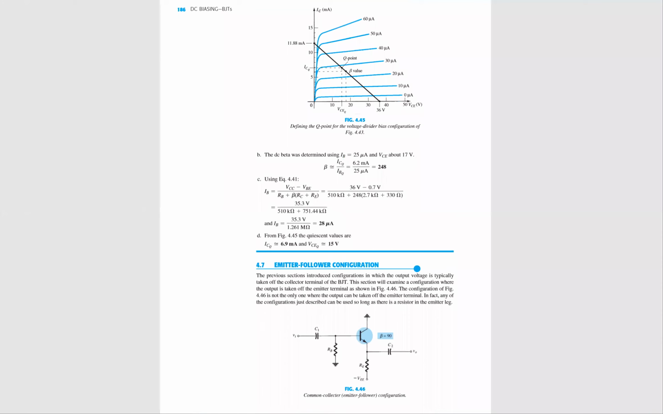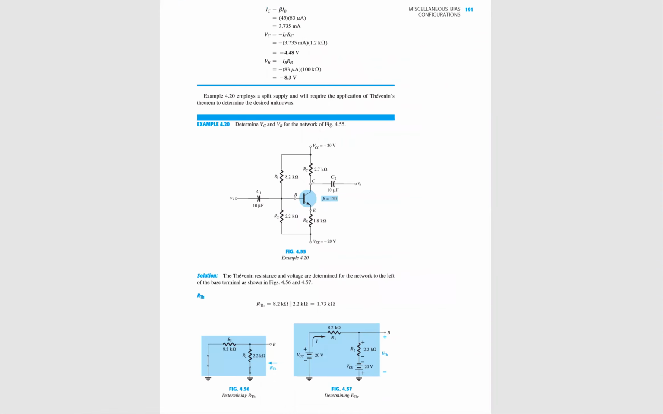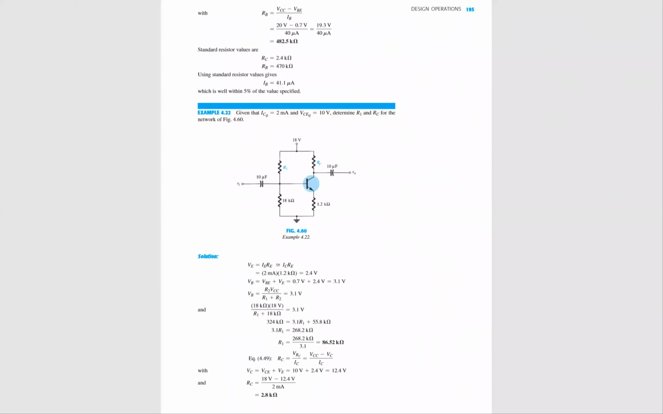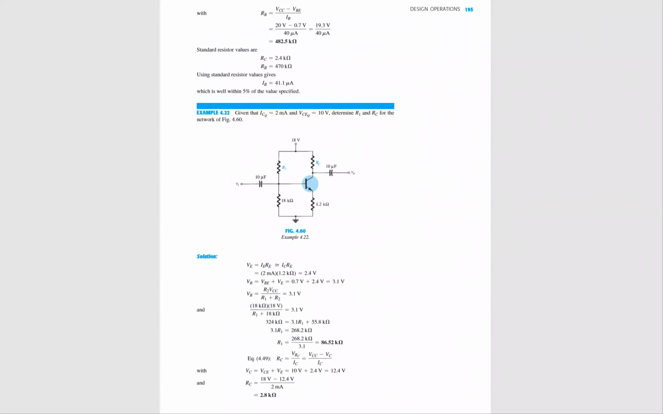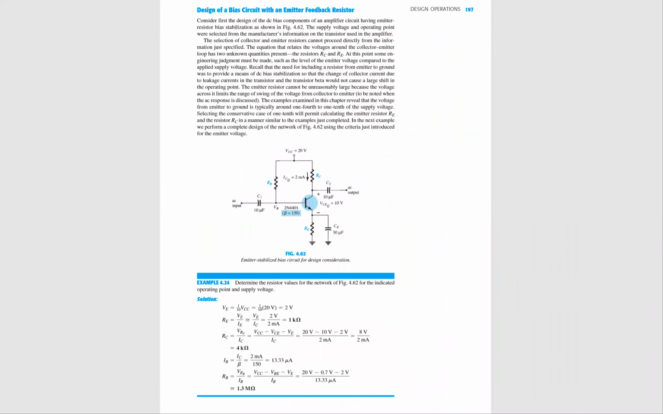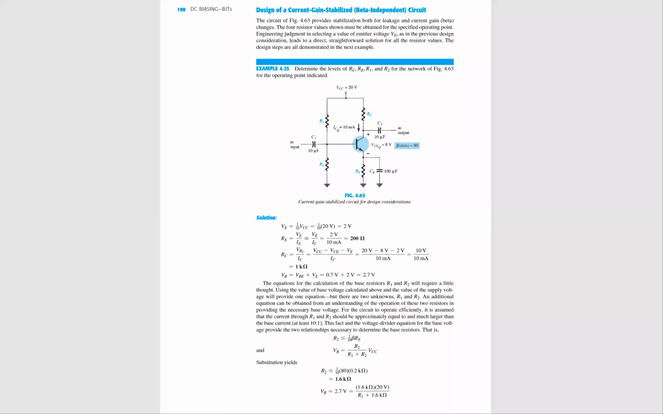Okay, so with this, what we have basically is 4.19, 4.20, 4.22, 4.23, and we have 4.24 and 4.25, right?